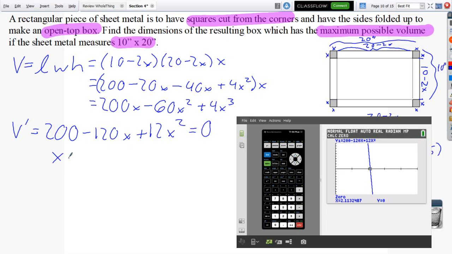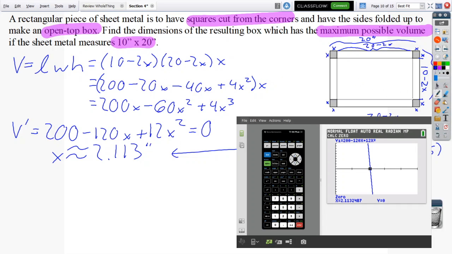So x is approximately 2.113, and 2.113 inches would be appropriate. Now we do have to verify that that is the maximum. It's really easy for us to verify that this is the maximum because we are just looking at our V prime. If we look at our V prime, we actually have this set up in such a way that it's easy to interpret. Let me get my calculator accessible here, because I can see to the left of this 0, my V prime is actually positive. To the right of the 0, the V prime is negative.